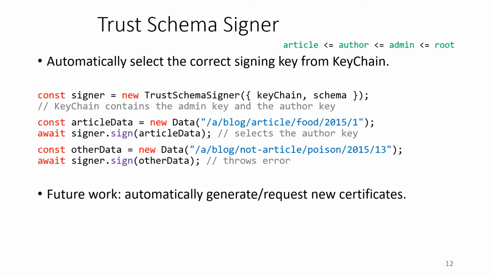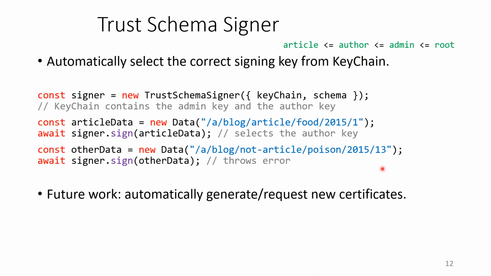In NDNts, we can construct a trust schema from the policy imported from that syntax and from the trust anchor certificates. Then, from the schema and a keychain, the local keychain, we can construct a trust schema signer. So in this code sample, suppose the keychain already contains the admin key and the author key. Then we want to sign the article data packet. We create that data packet and say trust schema signer.sign that data. The schema will automatically select the author key and not the admin key, because according to the trust rules, the article should be signed by the author.